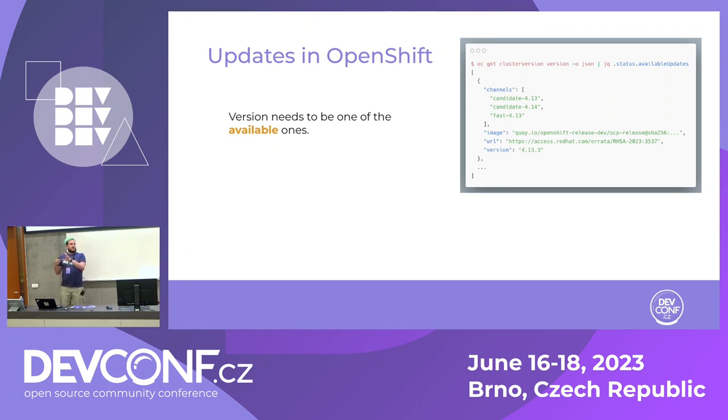It's not this simple, right? If I set anything into the desired version, it will probably not work. I need to set one of the known versions, one of the available versions. I can't write there foobar, that will not work. I need to write there 4.13.3. And these available versions are also stored in that custom resource in the available updates field, and it just lists the options that the user has to update to.